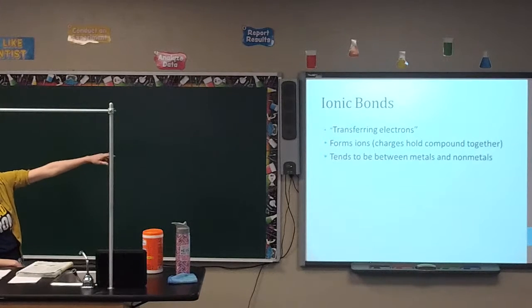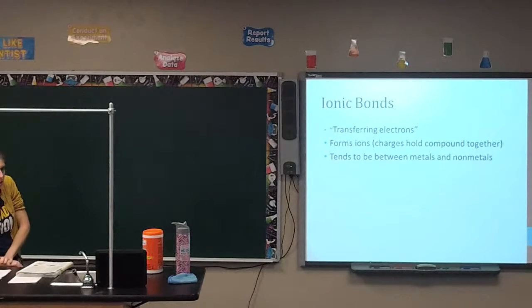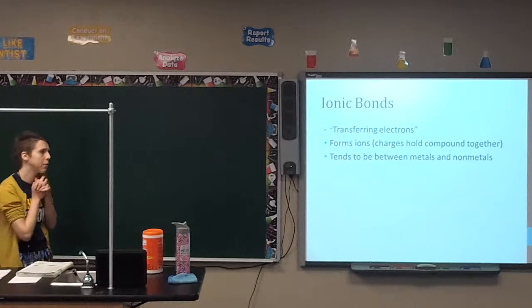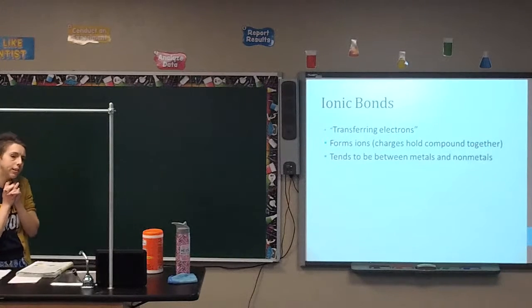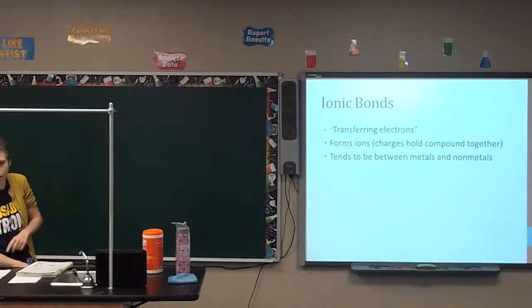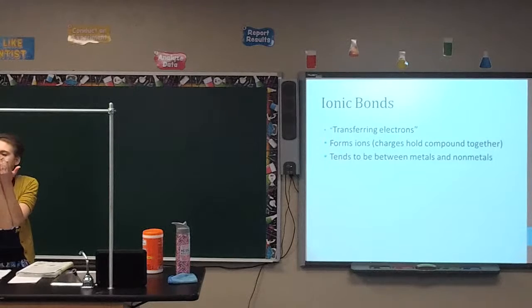Alright, so, making ions, it's the charges that are holding it together. That's what holds my molecules together. It tends to be metals and non-metals. Why is it typically the type of bond between a metal and a non-metal? Thinking it through. Why is it the ionic bond that holds typically a metal and a non-metal together?